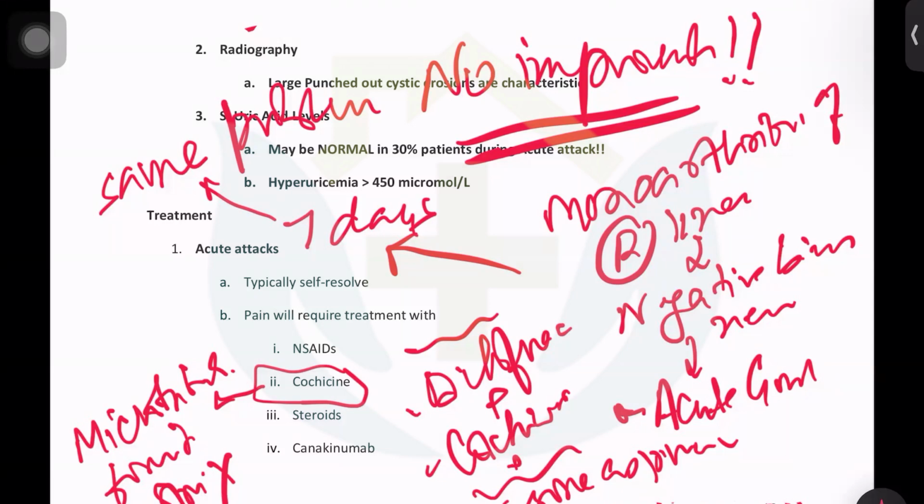So there was no intralesional steroid in that answer. The other answer was start the patient on allopurinol. That was also not the answer. Start the patient on febuxostat. That was also not the answer.